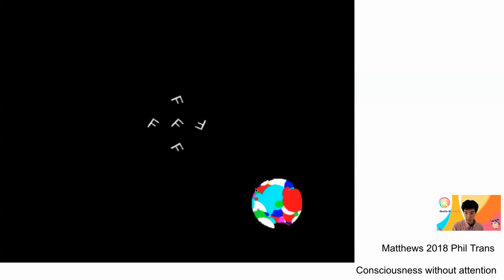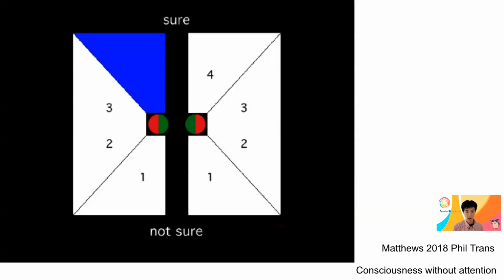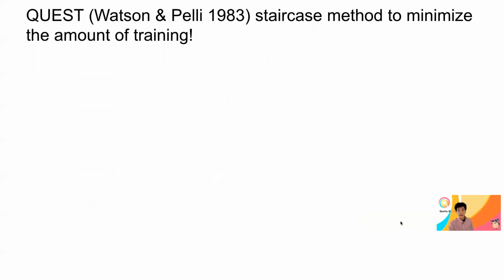And also the same kind of thing can be done for this disk letter task as well, right? Both the central task, different plus confidence, and also red green disk, red green or green red plus confidence, one click at a time. Okay, and then we combined the QUEST staircase method to minimize the amount of training.